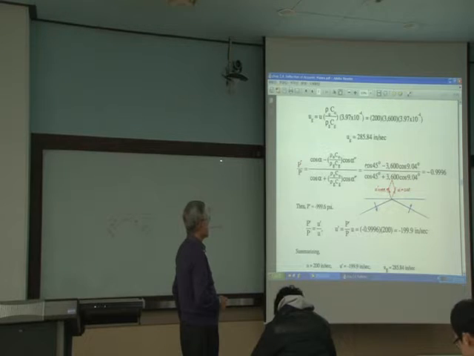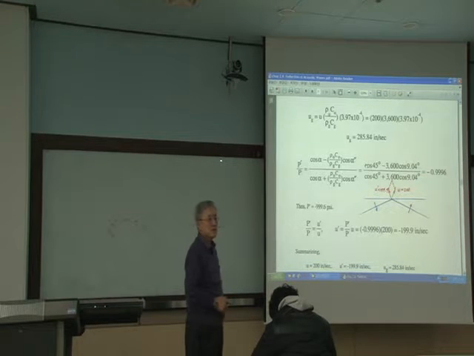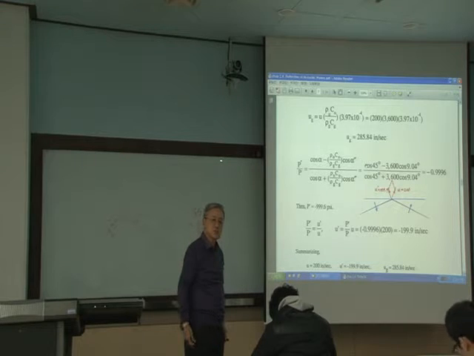And P prime is the reflection shock wave pressure behind the reflection wave, which is negative 0.9996. So if you multiply P by this, P prime is a negative value, negative because there's a tension wave or rarefaction wave.